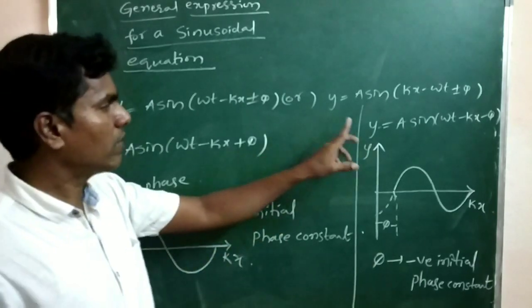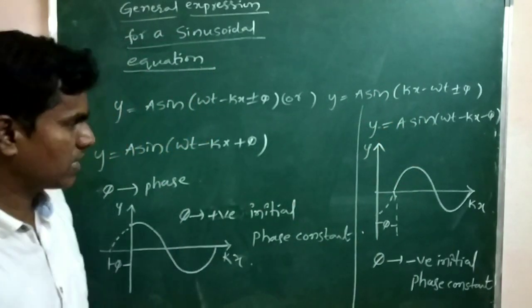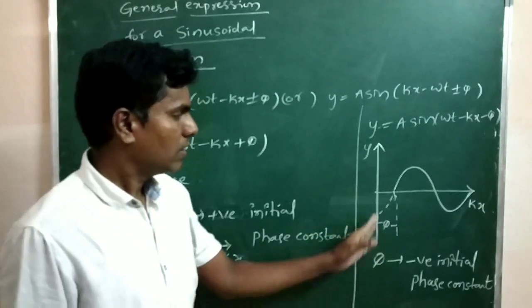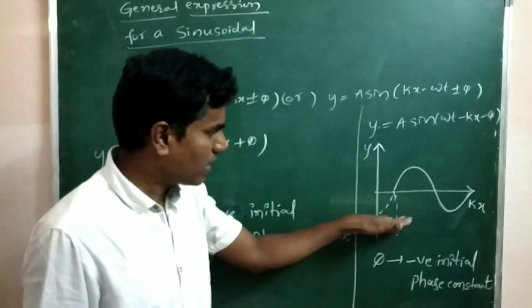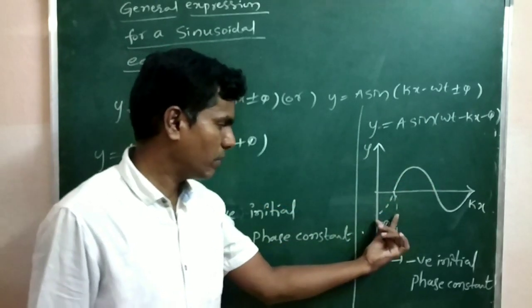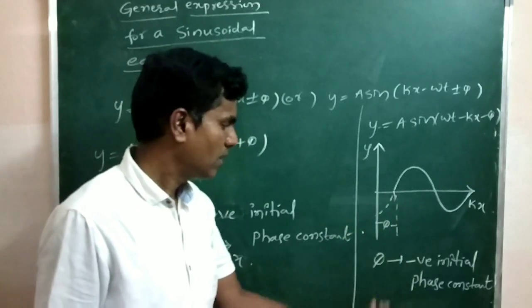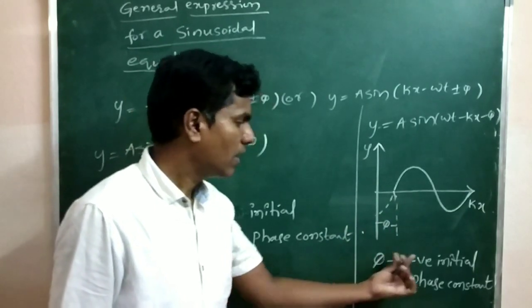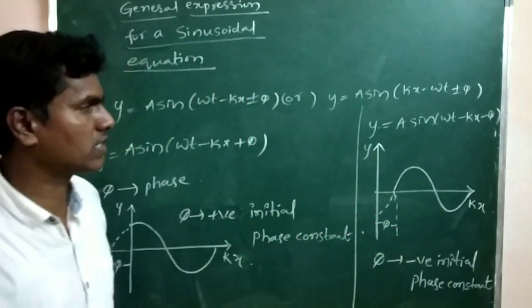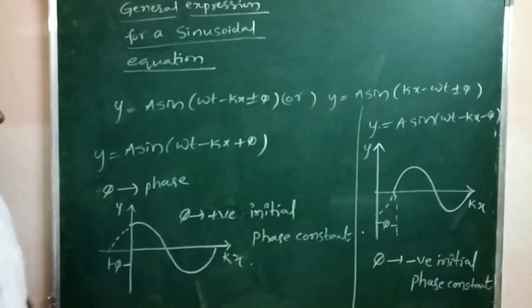Now when we take y is equal to a sine omega t minus kx minus pi, here the phase takes place below the x-axis. We mentioned pi, where pi is called the phase, but here the phase is a negative initial phase constant.